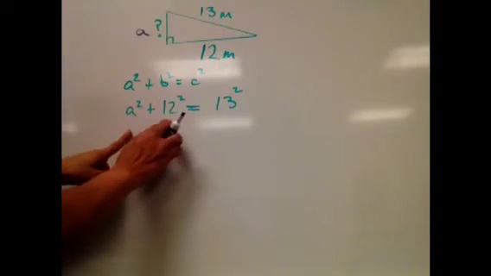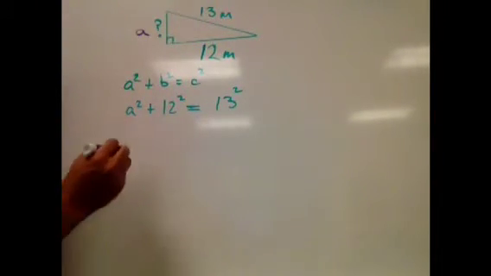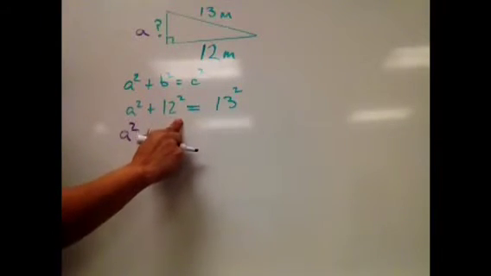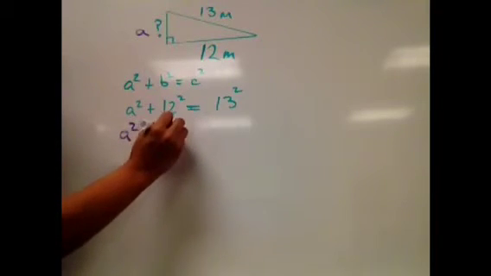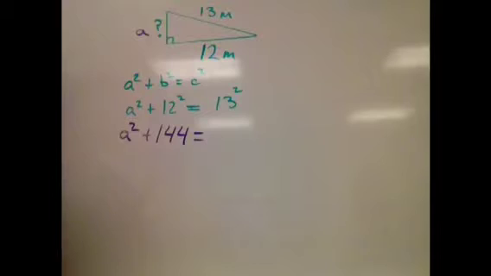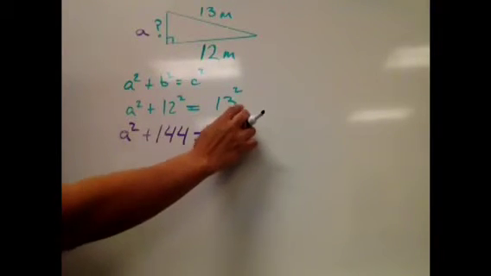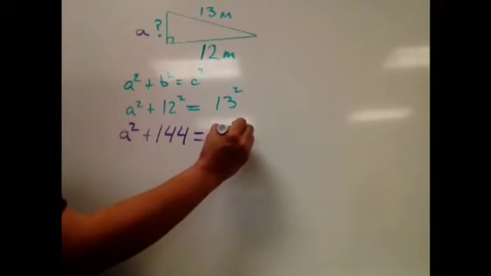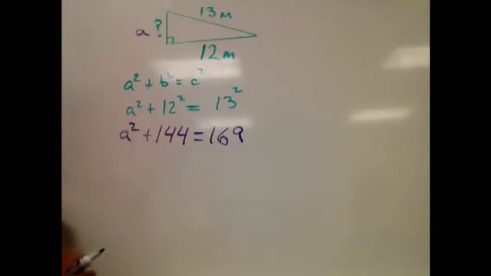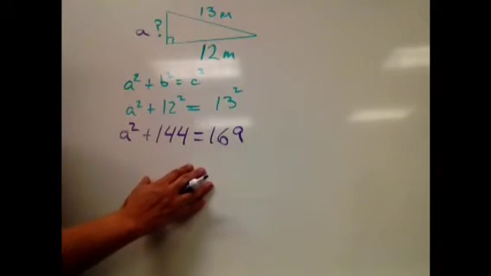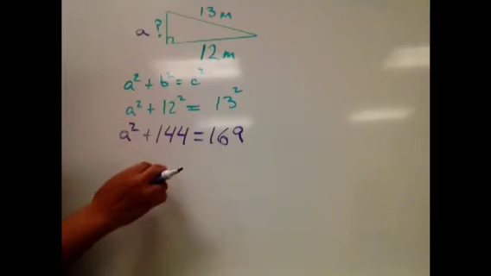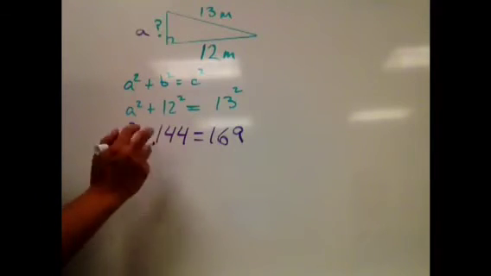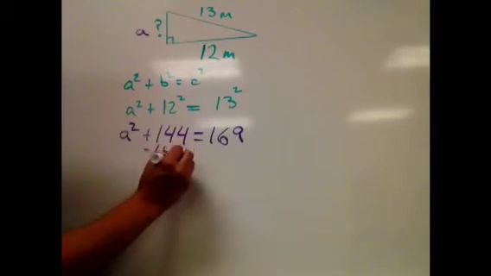Okay. So here are legs. Here's the hypotenuse. All right. Let's go ahead and see if we can figure this out. A squared plus 12 squared is the same thing as 12 times 12, which is 144. The answer to 13 squared is 13 times 13, which is 169. Okay, so we have these numbers, and we're going to treat that as a one-step equation. And a one-step equation says that we do the opposite of what's here. Okay, so that means we're going to subtract 144 from both sides.